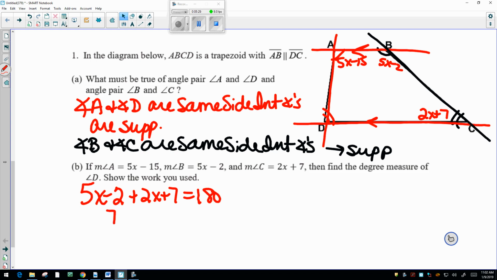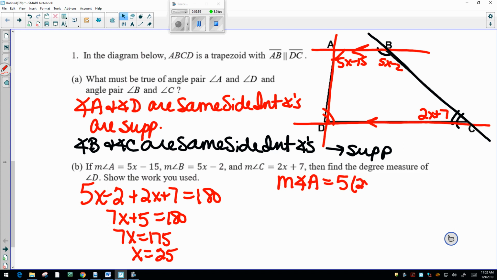Okay, combining like terms, I have 7x plus 5 is equal to 180. Subtracting the 5 from each side, now I have 7x is equal to 175, which is going to leave us with x equaling 25. Now keep in mind, we are trying to find the measure of angle D, and it's not labeled. So now I have to think, how are we going to do this? Well, if I find the measure of angle A, which we could by plugging in that 25 and solving, we're going to find the measure of angle A is going to equal 110 degrees.